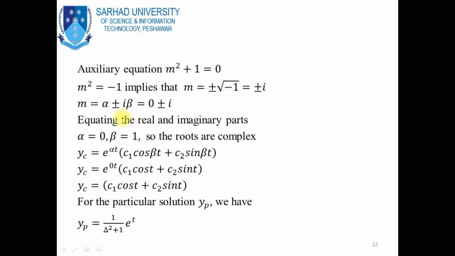So alpha is 0 and beta is equal to 1, and the complementary solution is equal to e power alpha t into c1 cos beta t plus c2 sin beta t. Putting the value of alpha as 0 and the value of beta as 1, we obtain the complementary solution c1 cos t plus c2 sin t.